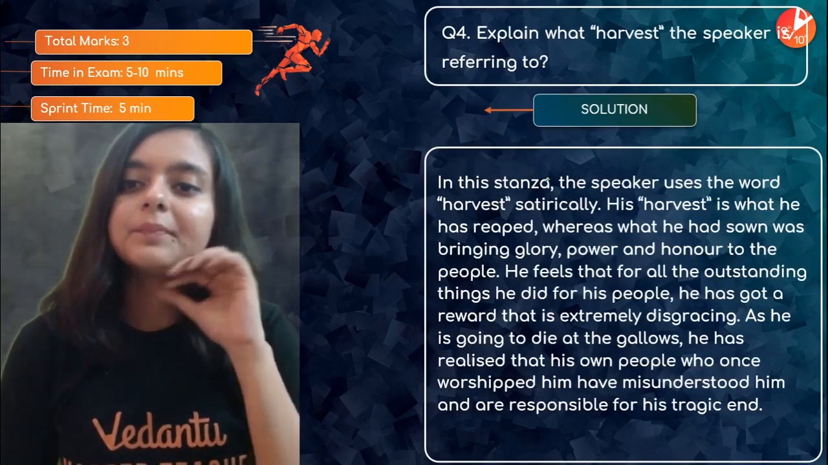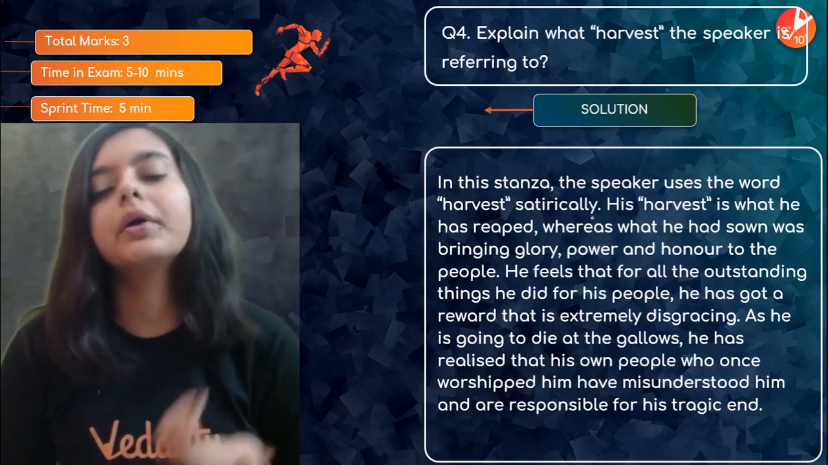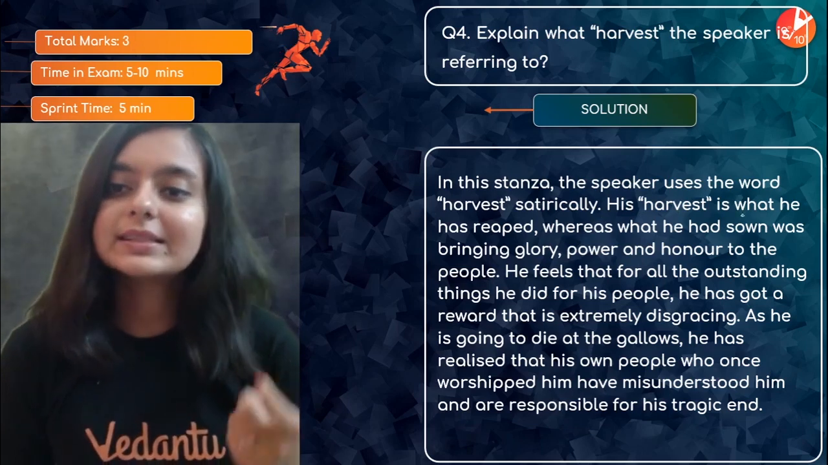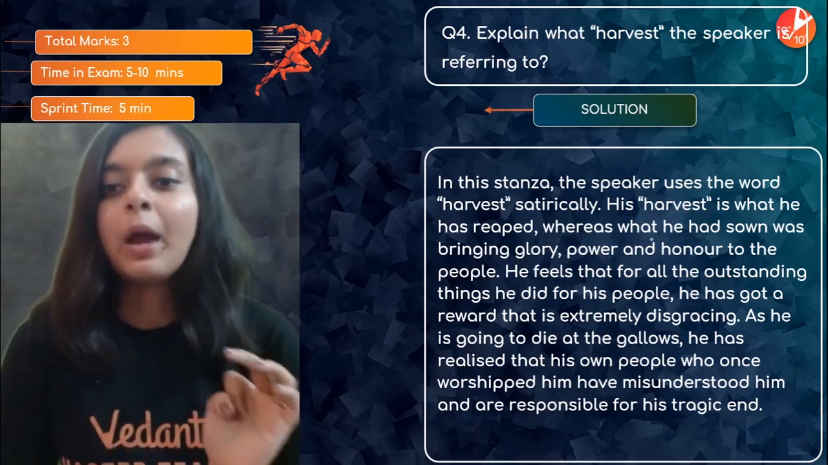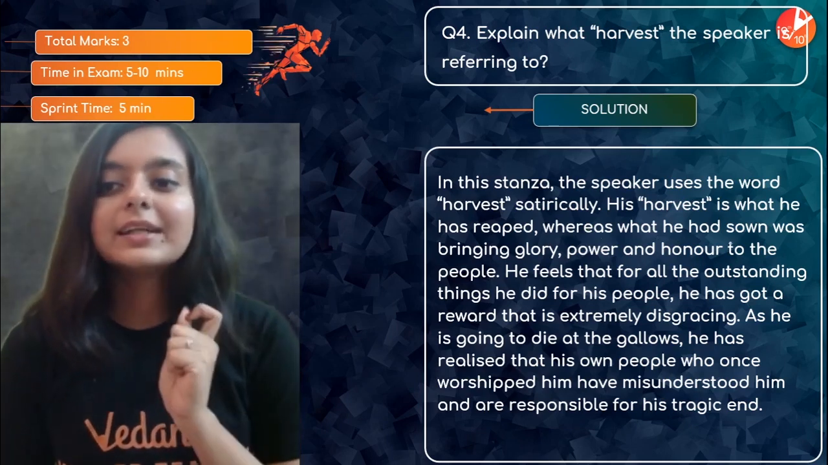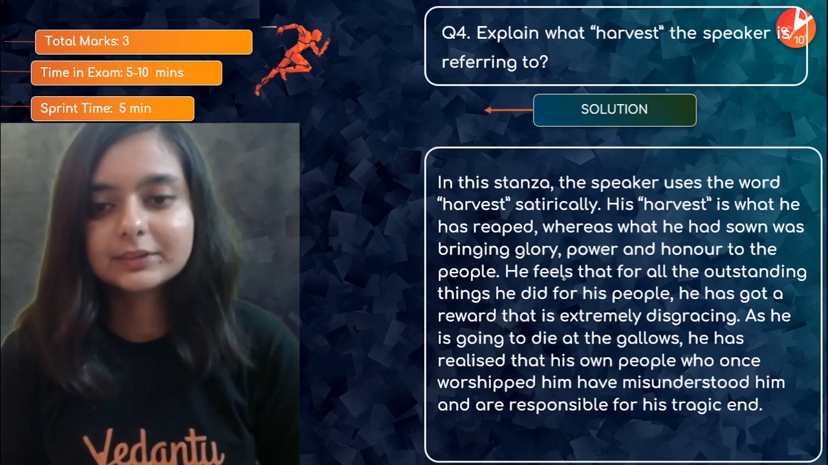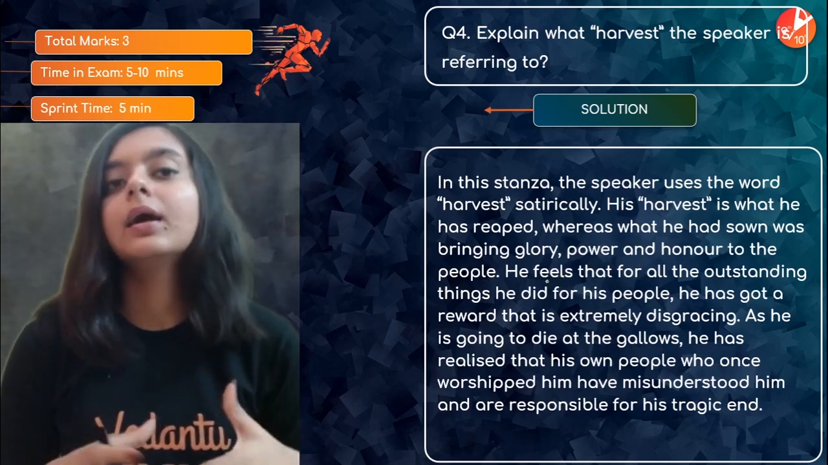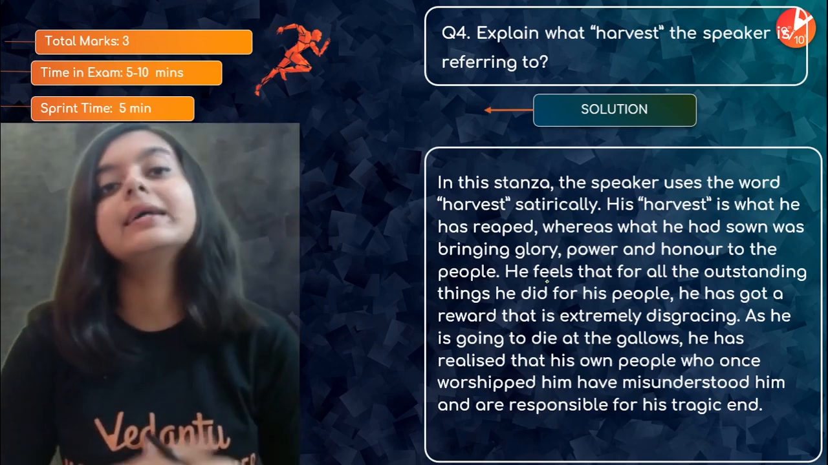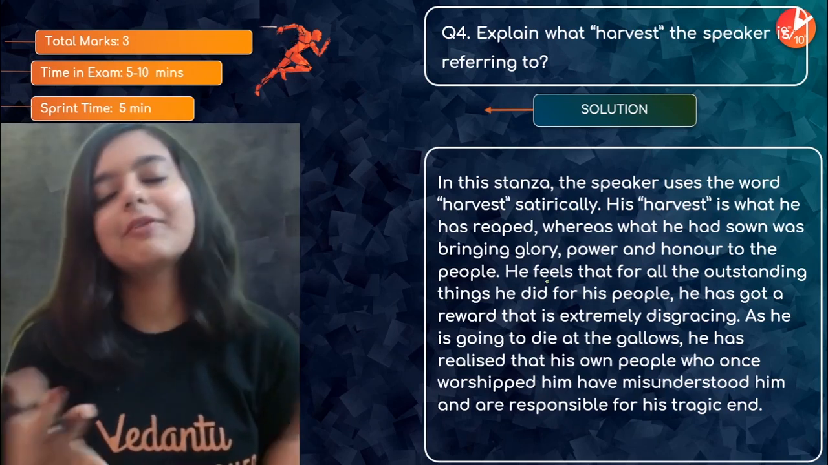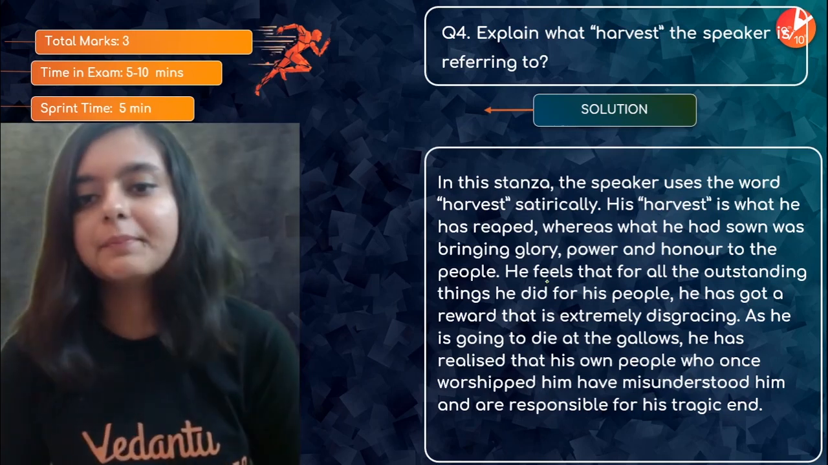So the speaker uses the word sarcastically or satirically. His harvest is what he has reaped, whereas what he had sown was bringing glory, power and honor to the people. He was hailed as a hero. So definitely his life was all about power. His life was all about glory. People glorified him. People honored him, right?